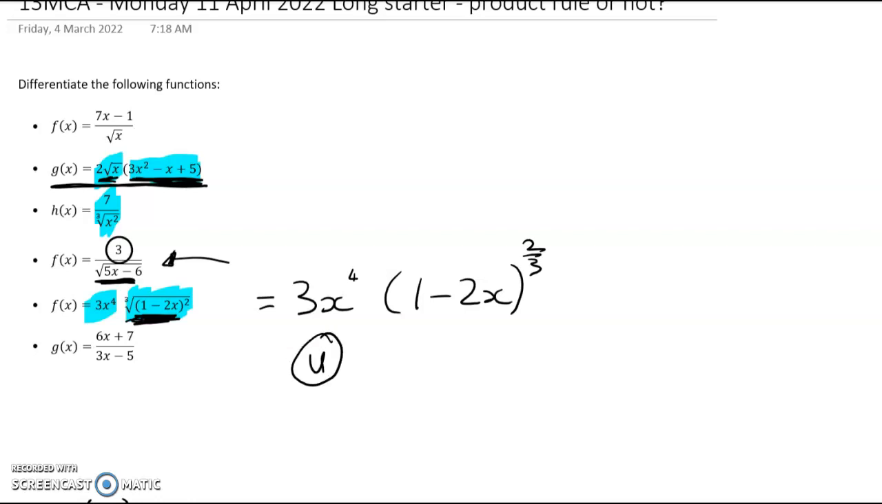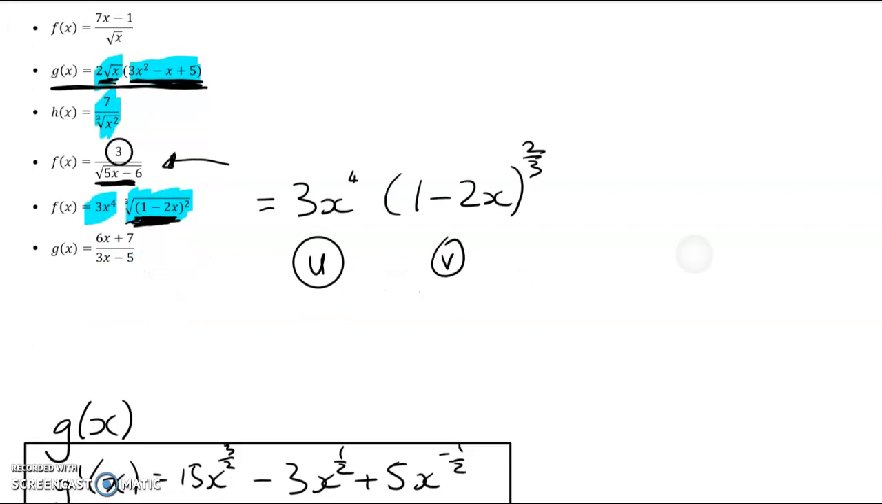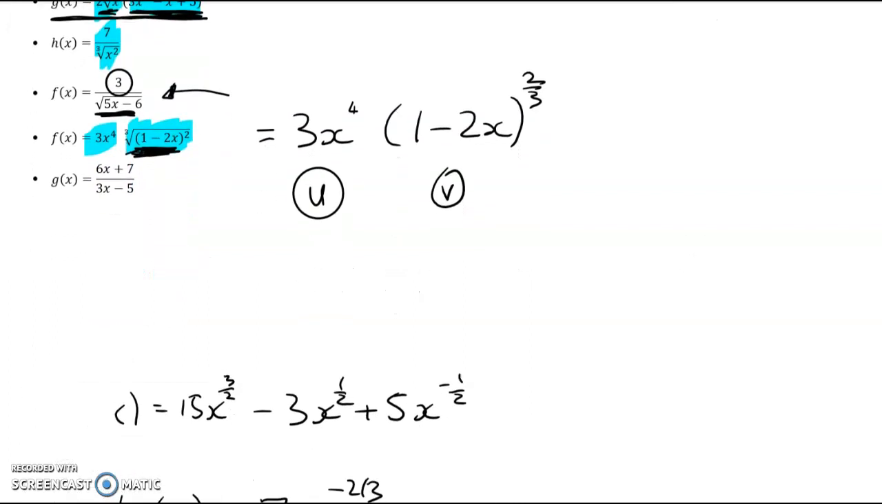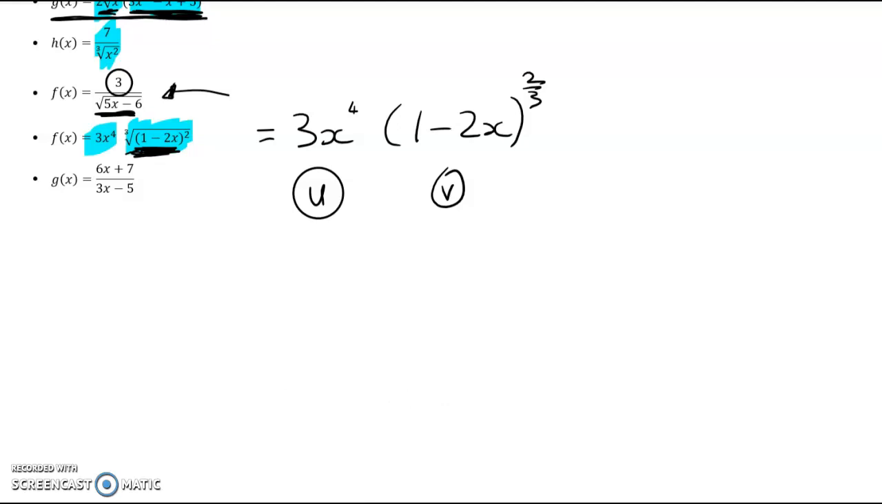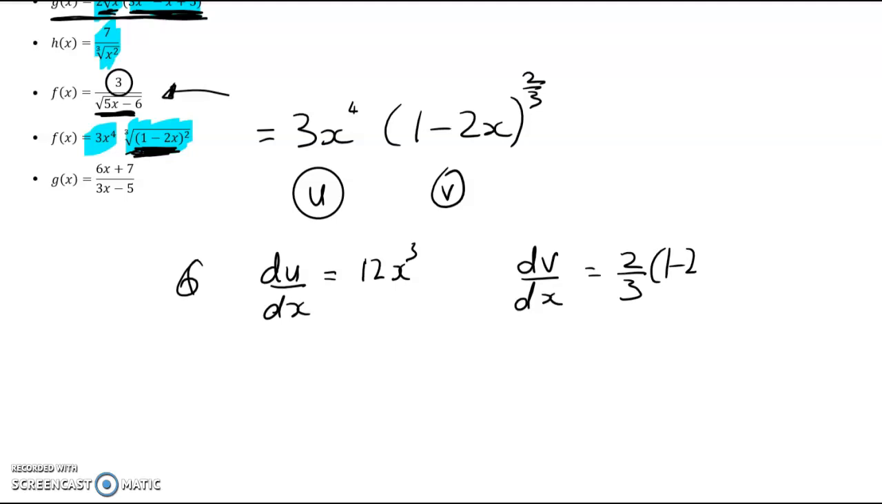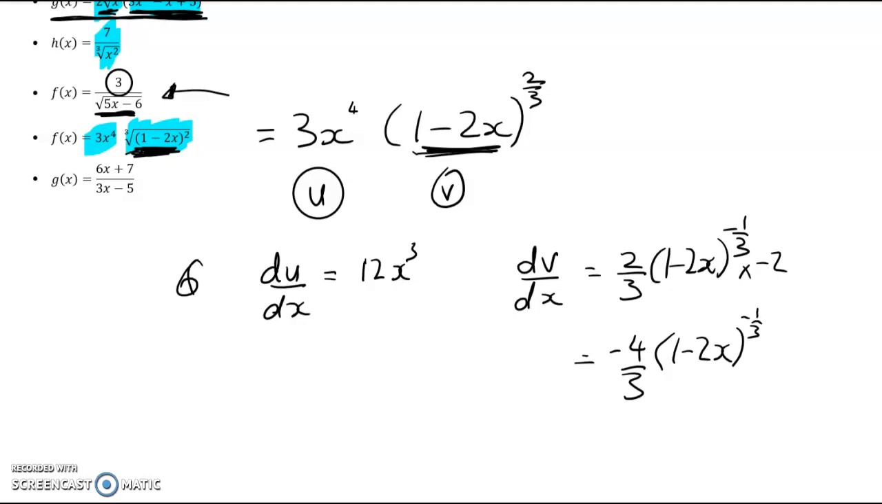Now you can think of this as u and this as v. So this one I am going to write out slowly because I think lots of you are probably still writing the u and v parts out manually for these. So du by dx is equal to 12x cubed, and dv by dx will equal 2 thirds times this times the derivative of the inside function, which is just negative 2. So that gives me negative 4 thirds times 1 minus 2x to the negative 1 third.